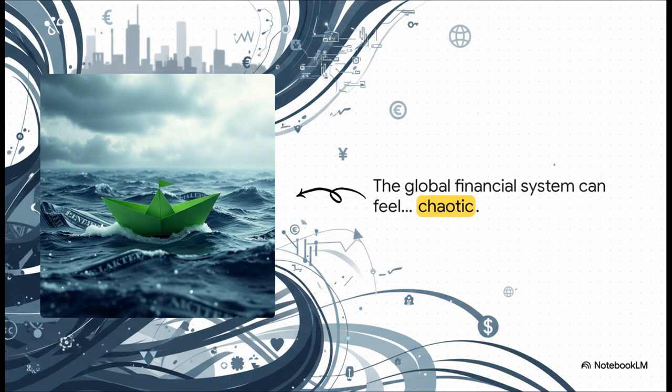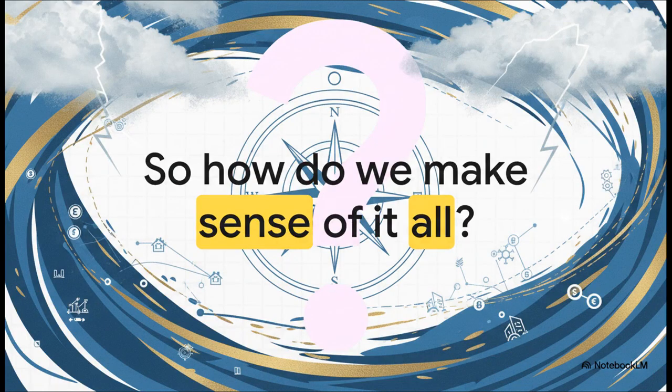Yeah, this image probably feels a little too familiar, right? A tiny boat on a massive, stormy sea? That's exactly what it feels like trying to make sense of global finance. You're just getting hit by a constant barrage of market swings, new tech, geopolitical shocks. It's really, really easy to feel lost. So the big question is, how do you navigate that storm without getting completely overwhelmed?